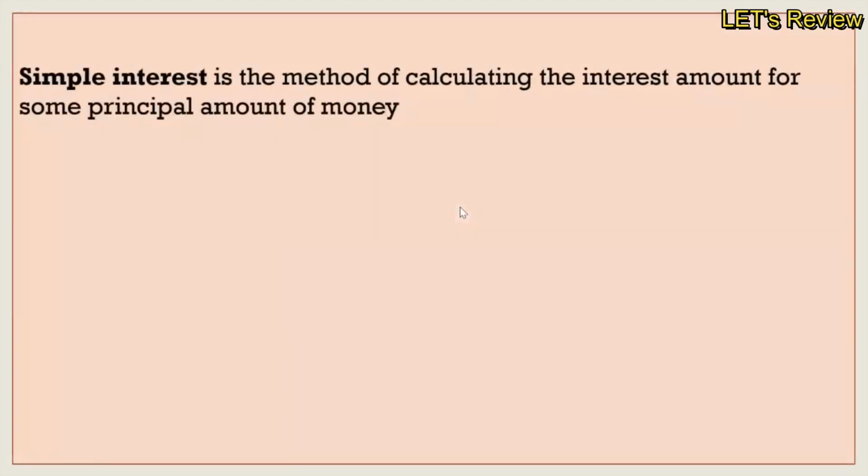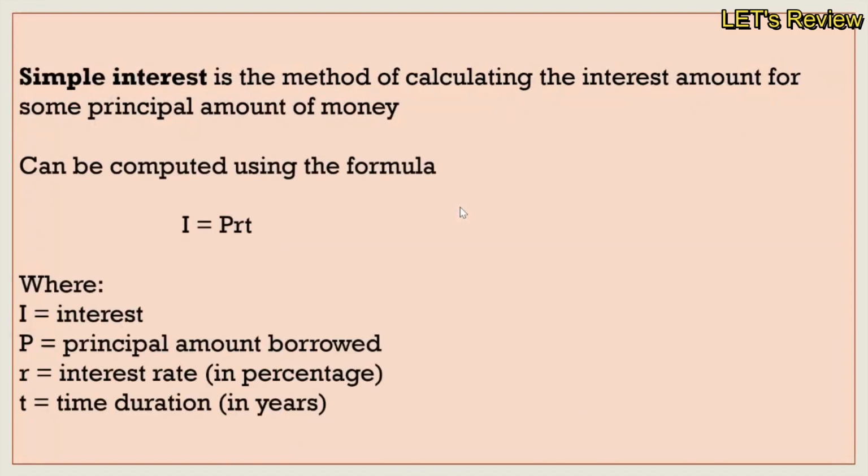We use the simple interest in this method. We have the formula I is equal to PRT, where I is the interest, P is the principal amount borrowed, R is the interest rate in percentage, and T is time duration in years.